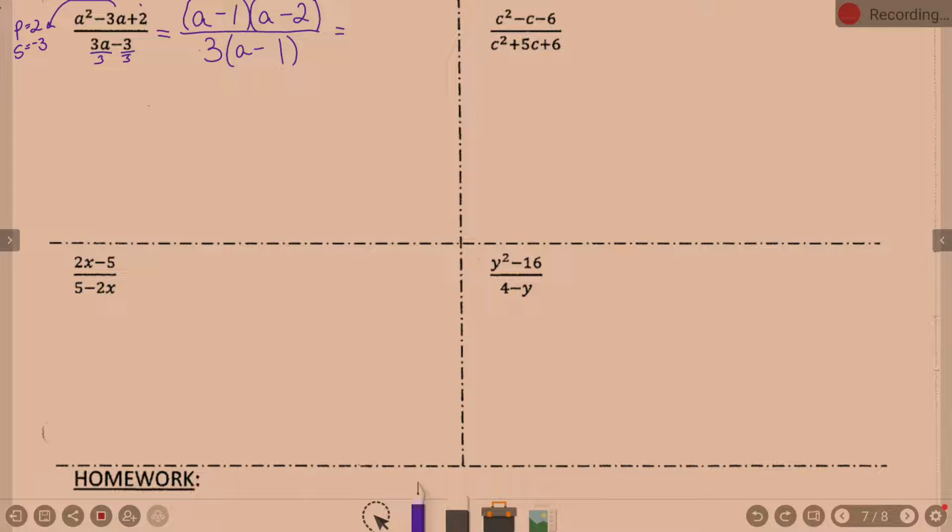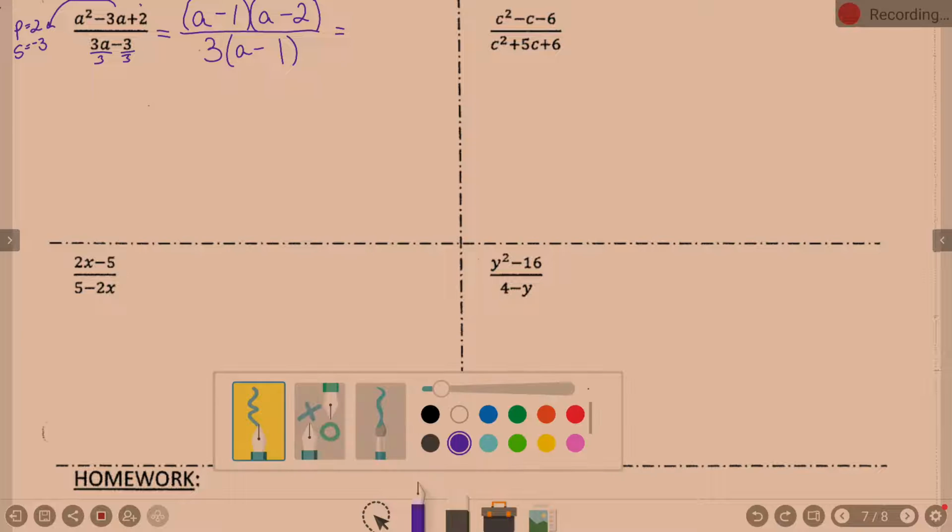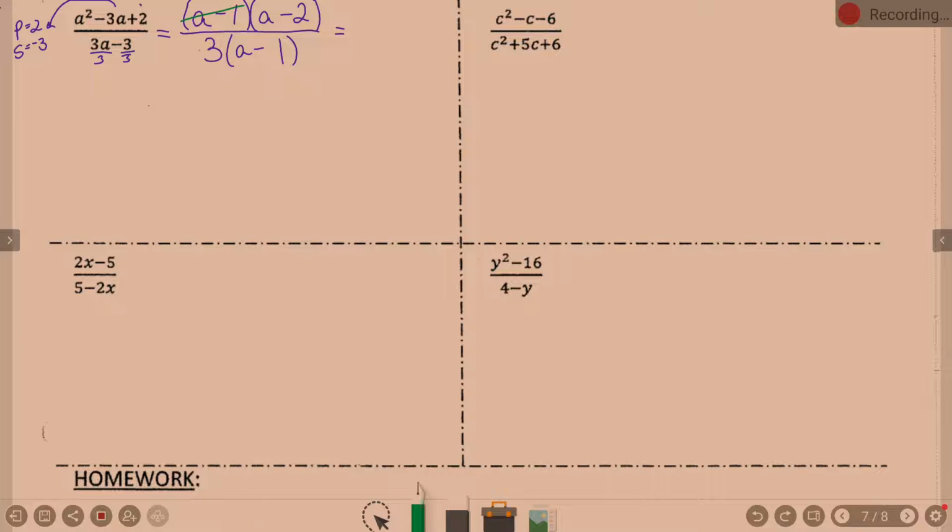Okay, so in the numerator, I have factors of a minus 1 and a minus 2. In the denominator, I have factors of 3 and a minus 1. Any common factors here? a minus 1 and a minus 1. Ah, we're catching on now? A factor of a minus 1 cancels with a factor of a minus 1. Anything else you want to cancel?